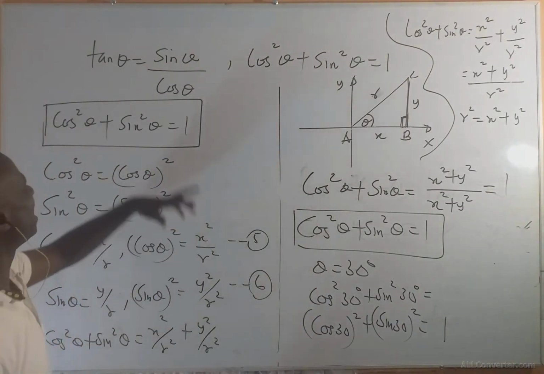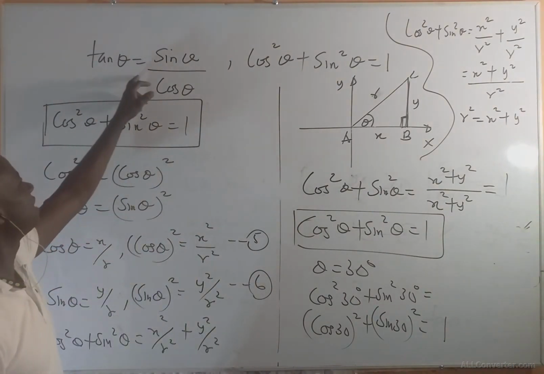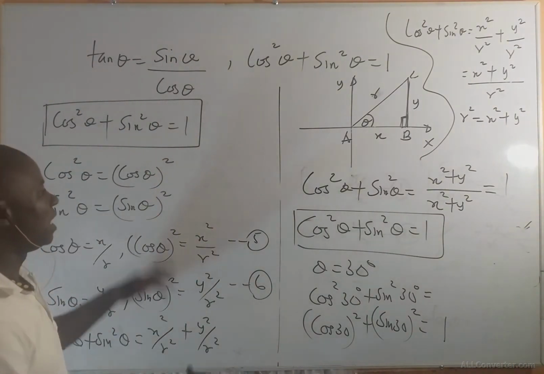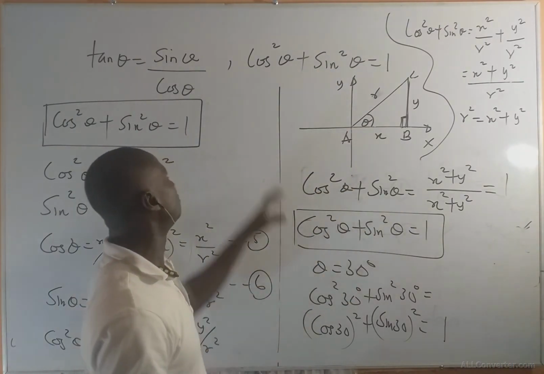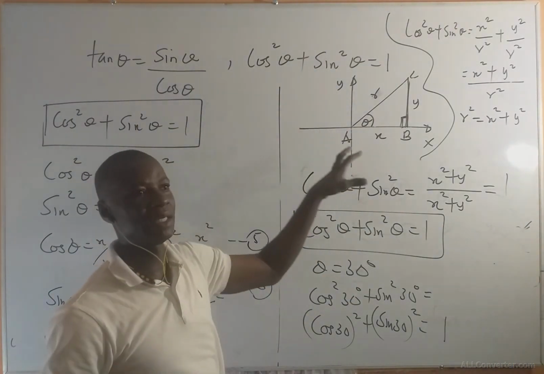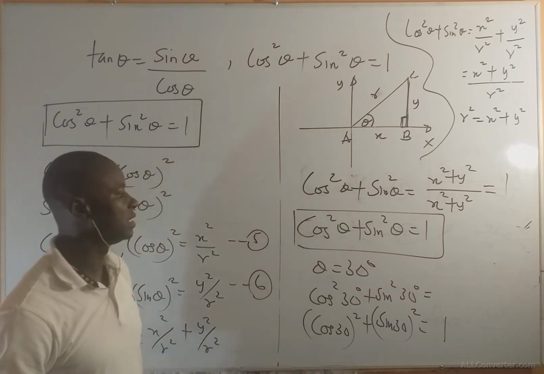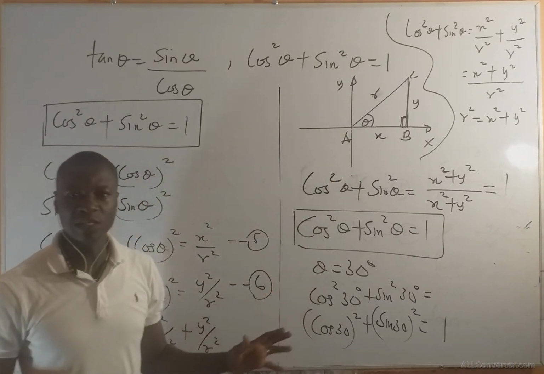So in general, that is how we prove that tan theta is equal to sine theta over cos theta. And this is how we prove that cos square theta plus sine square theta is equal to 1. So this is the proof of these two trigonometric identities. That will be all for now on this particular episode.